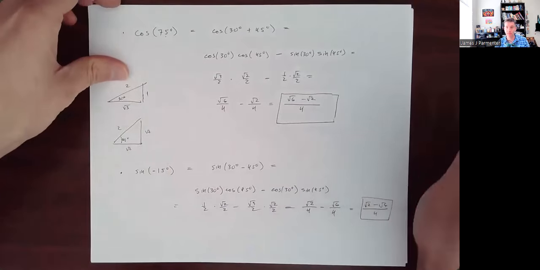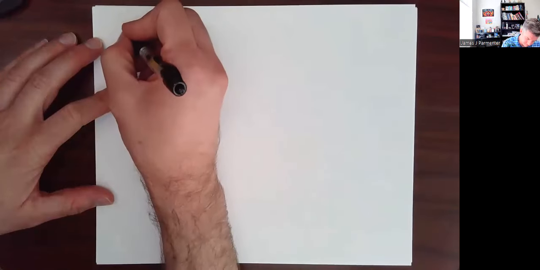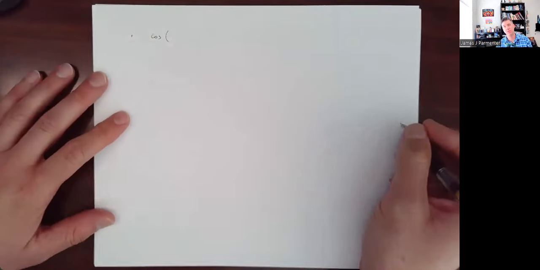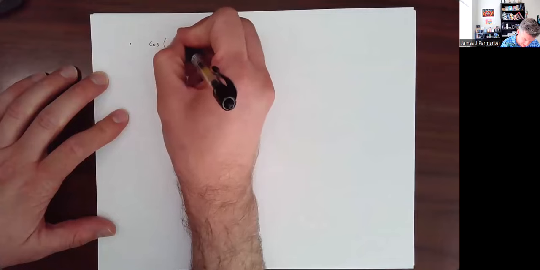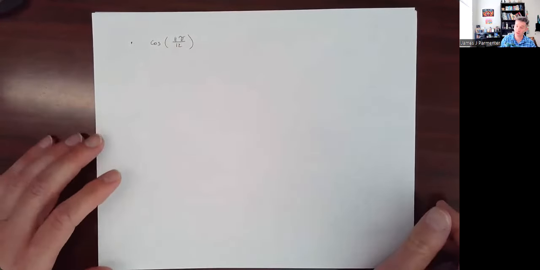Let's do a couple more examples using radians with some bigger angles. So let's say we want to find, sure, let's do cosine of, yeah, let's make it real negative. Let's do cosine of 11 pi over 12. So here's my trick for doing it with radians.